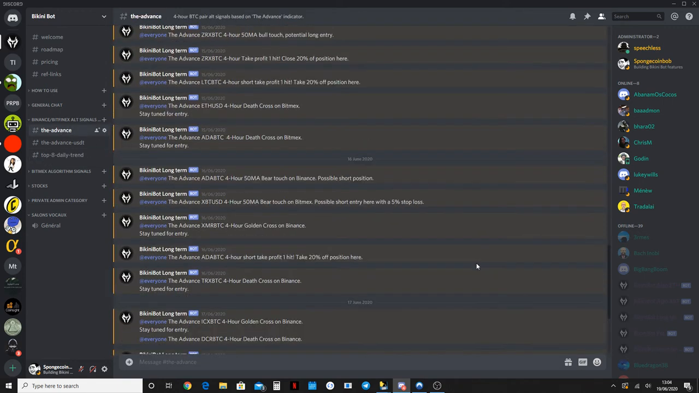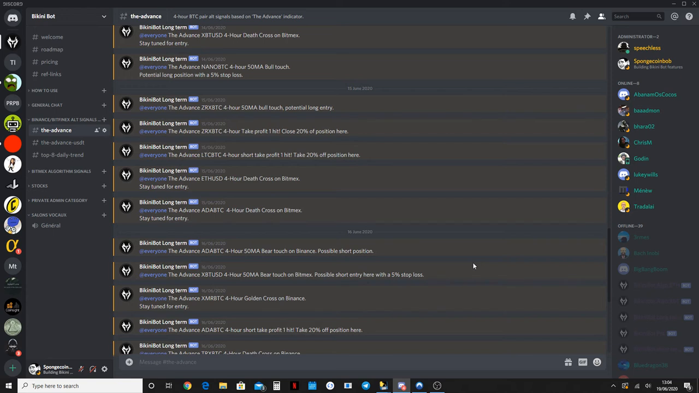And in here, it starts to get more complicated, but actually, once you get to reading it, it's rather simple. So, for example, here, you'll have a signal, and these come in real time. So as soon as this signal occurs on the chart, it will come in here. So you'll get tagged at everyone, the advance, which is the strategy, ZRX Bitcoin, 4-hour, 50 MA bull touch, potential long entry. These are the most important words to look for, potential long entry or potential short entry.